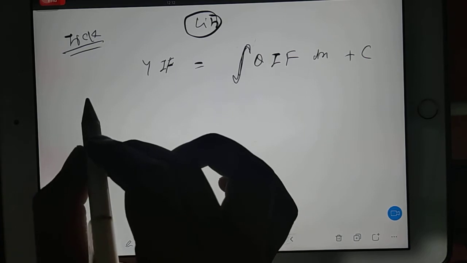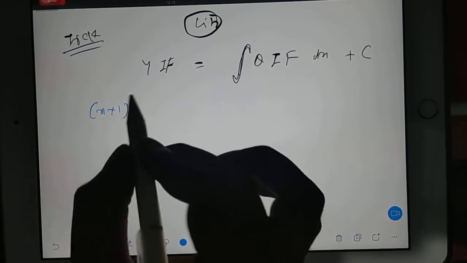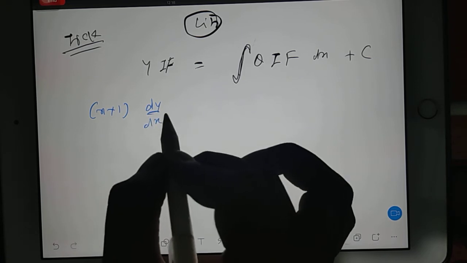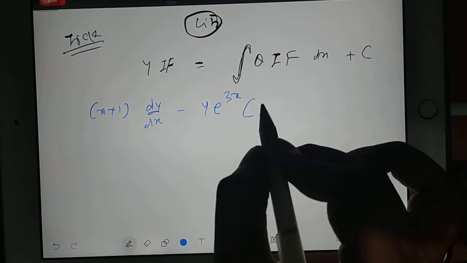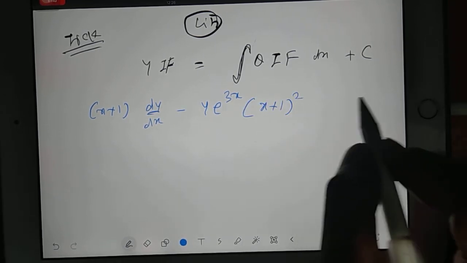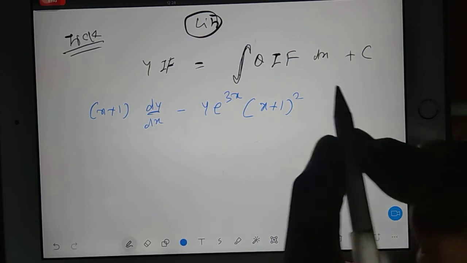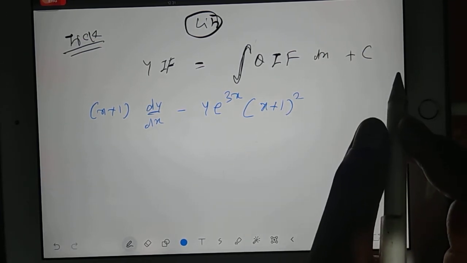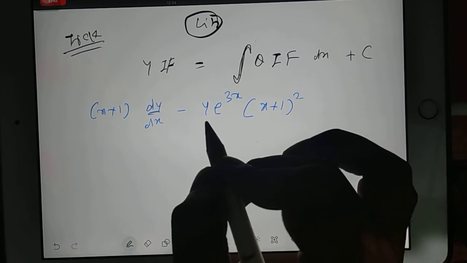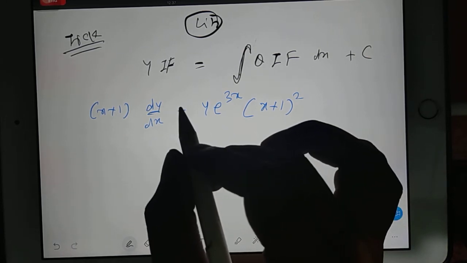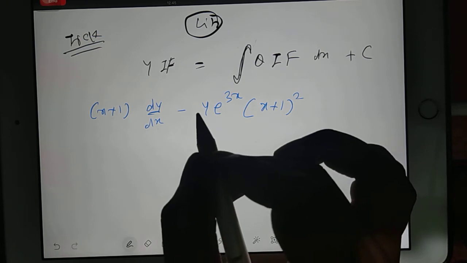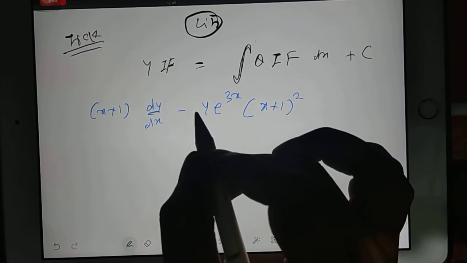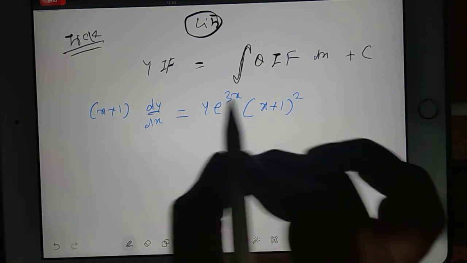Okay, take one example. X plus 1 dy by dx minus y e power 3x equals x plus 1 whole square. We have to solve this equation. Sorry, here you have to put, oh, there is a printing mistake in my notebook. Let me check where is the equal sign. Okay, here I have the equal sign.